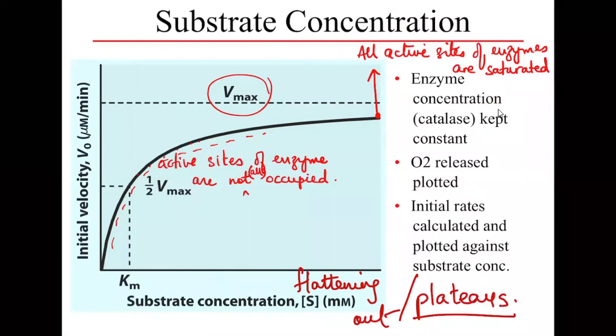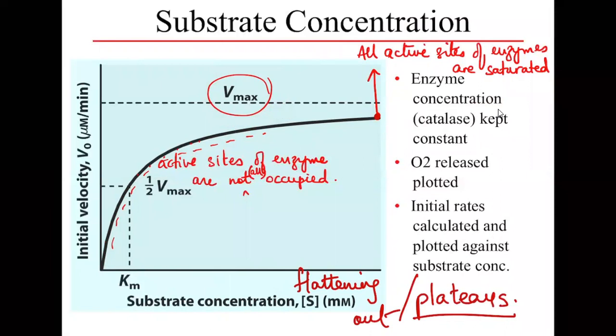ठीक है? Whenever you see such kind of a graph in which the velocity of the reaction does not increase beyond a certain point, ये वाली point है ना, we say that the enzyme has reached a maximum velocity. और इसको हम medical language में या biological terminology में कहते हैं Vmax. Vmax stands for maximum velocity.